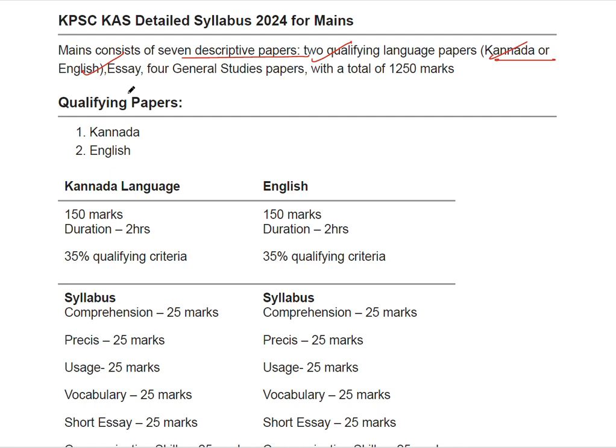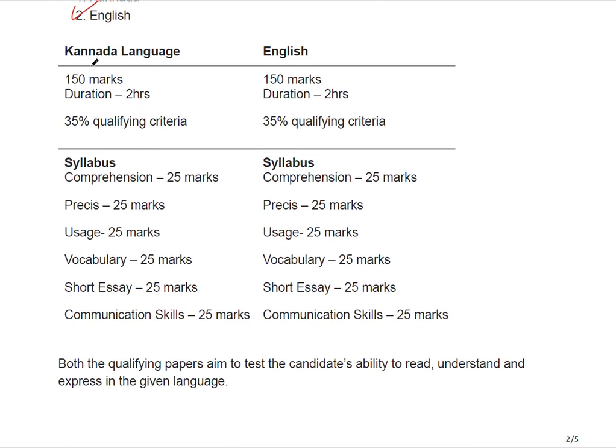Now, apart from the 2 language papers, we'll have an essay paper. Essay means one topic will be given, and you have to write an essay on that. Then apart from that, you have 4 GS papers, general studies papers, with a total of 1250 marks. So, qualifying papers: Kannada and English. First let's discuss the Kannada and English papers.